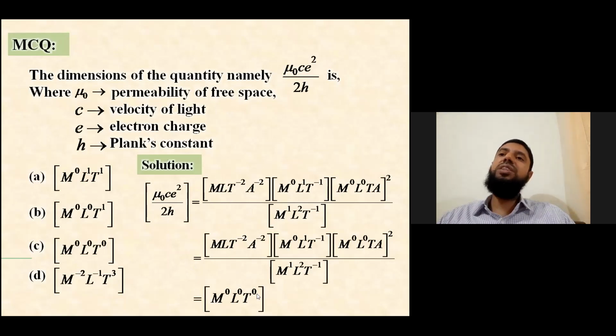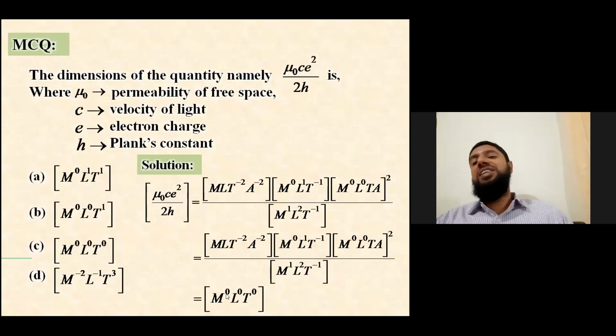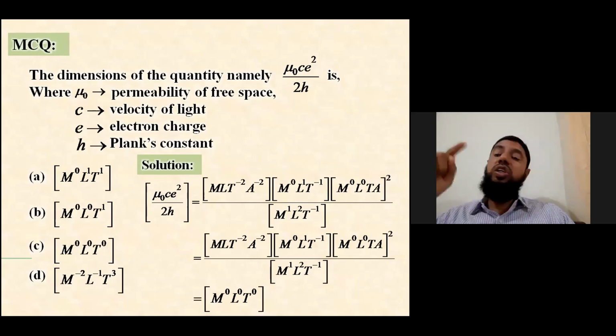Then what are the dimensions? M power 0, L power 0, T power 0. It's a very easy question. It is easy only if you remember the dimensions of all the physical quantities that have been given there. This we should know, and along with it we should also know the alternatives.